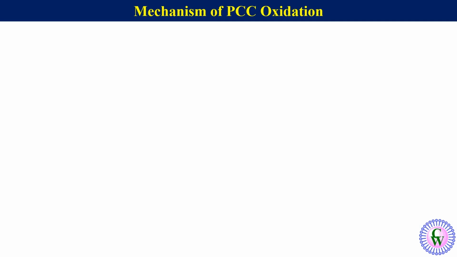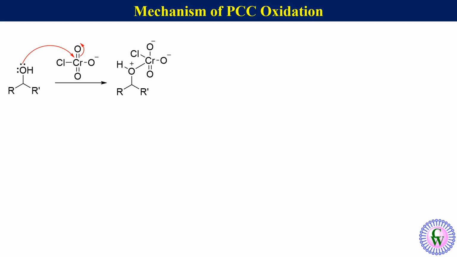Mechanism of PCC oxidation. Alcohol acts as Lewis base due to the presence of lone pair of electrons on oxygen, while chromate acts as Lewis acid due to electron deficient chromium. Attack of oxygen of alcohol on chromium and breaking up one of the two chromium-oxygen pi bonds lead to the formation of this adduct.